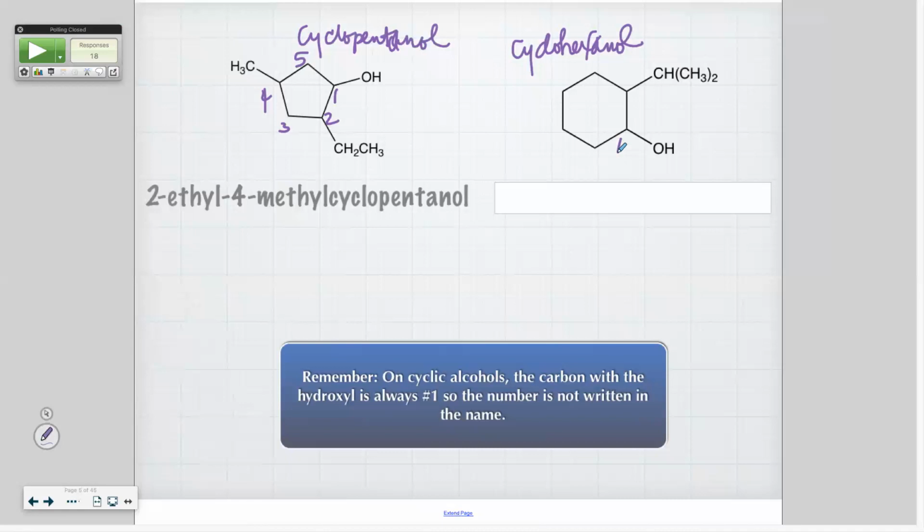Okay, now, which way do you want to go? Clockwise or counterclockwise? Counter, because this is going to be number 2. Who can tell me what that is? Nope. Isopropyl. Okay, so it's 2 isopropyl cyclohexanol. Remember, no 1. Good, okay. Kind of a little review of some of the rules too.